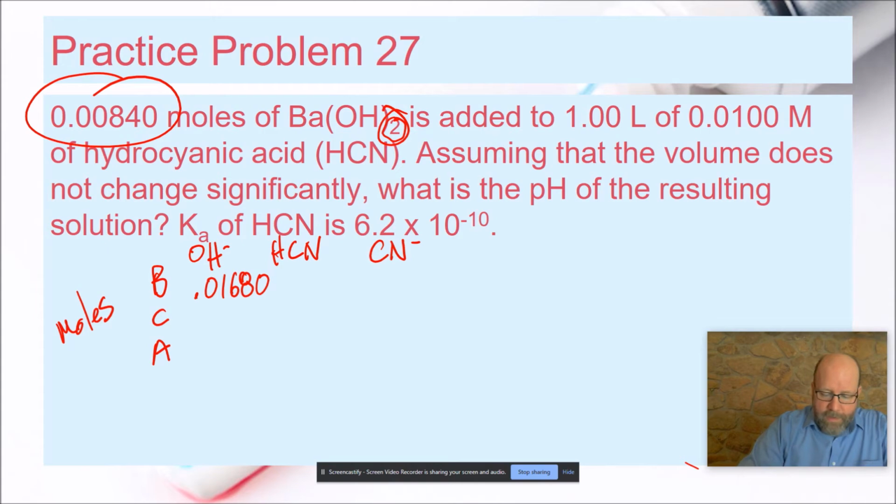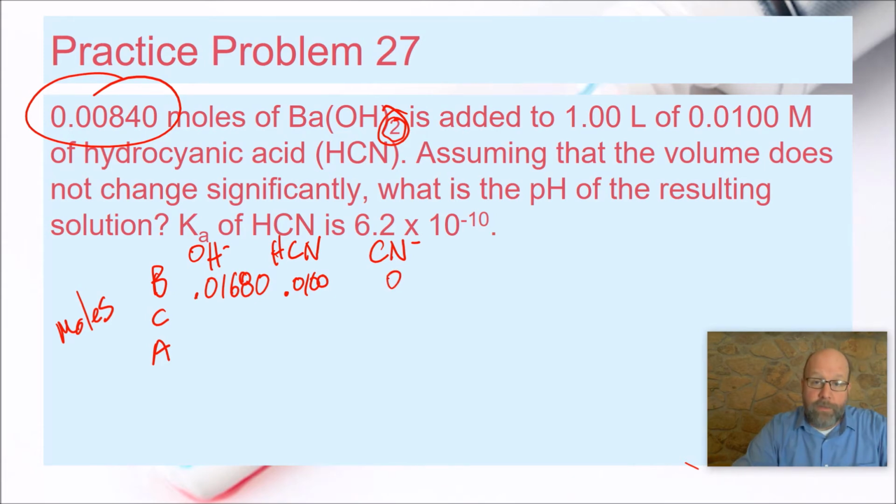That works. How much of this? I've got 0.0100 and none of that to begin with. So now that we've done that, we can see that we are actually in excess of the base. So we have a strong base here. We have it in excess.